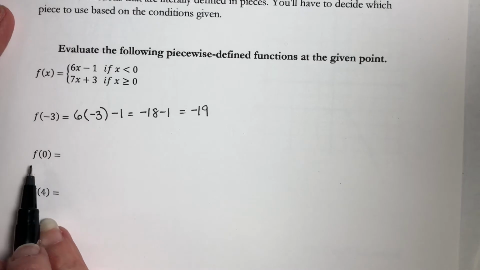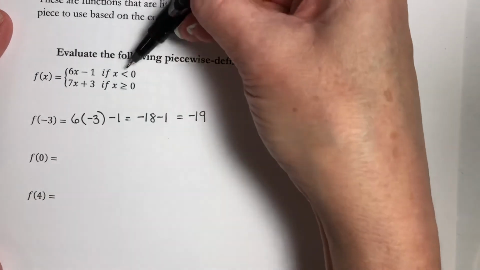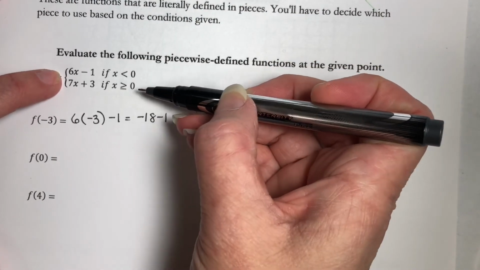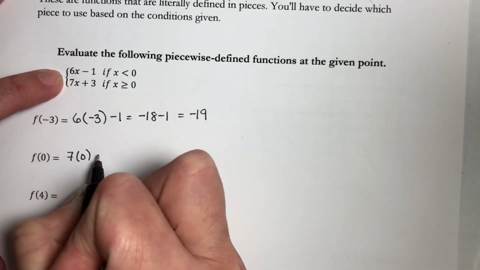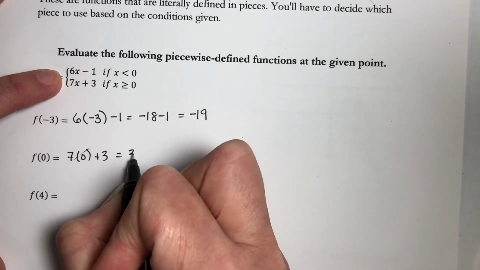Okay, so let's plug in f of 0. Which of these belongs to 0? Well, we're not allowed to equal 0 in this one, but we are allowed to equal 0 here. So we're going to use the bottom line. This is 7 times 0 plus 3. That's just 0. So your answer is 3.